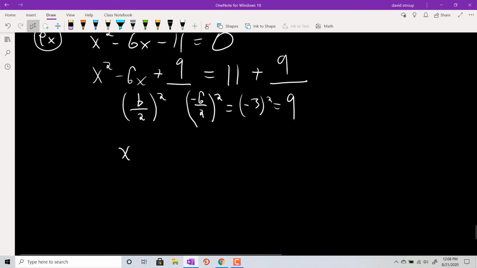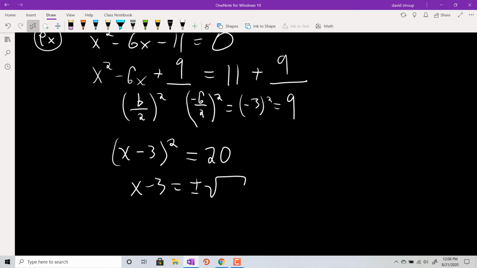So x squared minus 6x plus 9. The way it works is that you'll end up with x minus 3 times x minus 3, which is x minus 3 squared. The other side I have 20 then. And then you use the square root property. Okay, so if x minus 3 squared equals 20, then x minus 3 equals plus or minus square root 20. And then finally move the 3 to the other side.